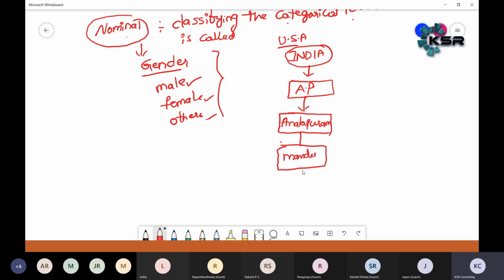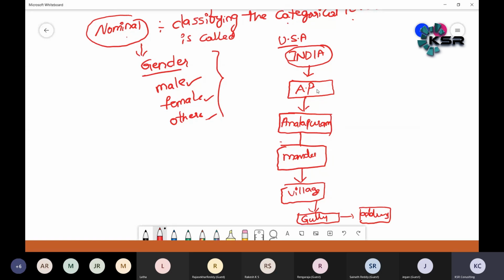Someone asks you, in a mandal, where are you from? You talk about your village. You are in the same village, someone asks where are you from? You may talk about the gully name. You are in the same gully, you may talk about the exact address. So you are just classifying the levels of data, nothing else.